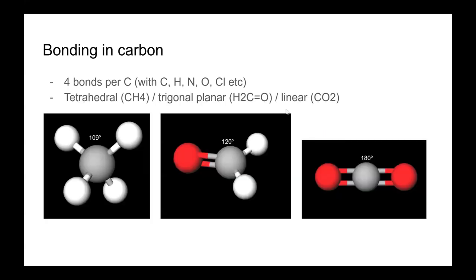There are three typical shapes that a molecule formed with carbon can take, because carbon forms four bonds. The first one is the tetrahedral structure. That's a structure where the center carbon is bonded to four other atoms with sigma bonds.